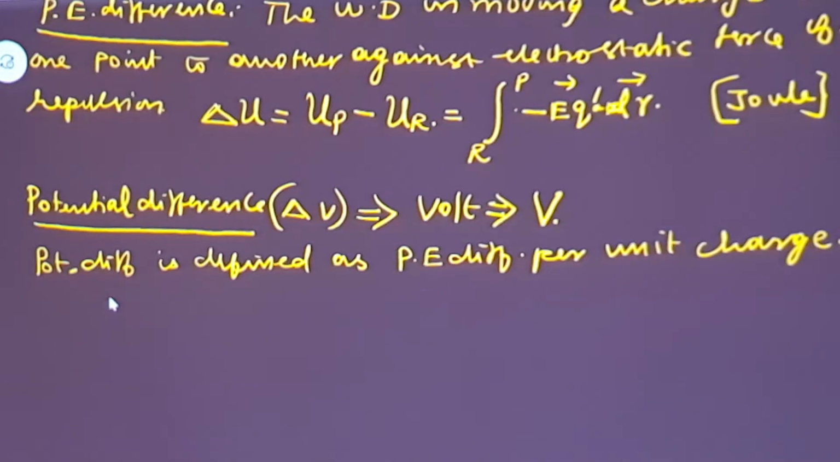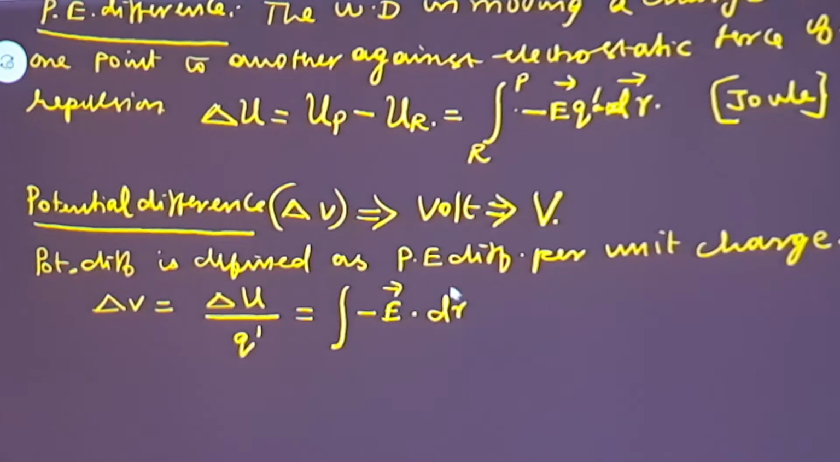So how can you state this? Delta V is equal to change in potential energy, delta epsilon, divided by q dash, taking q dash to the denominator, which is equal to integral of minus E vector dot dr vector, and this is integration from the point R to the point P, which is equal to potential at point P minus potential at point R. This is also considered to be potential difference.